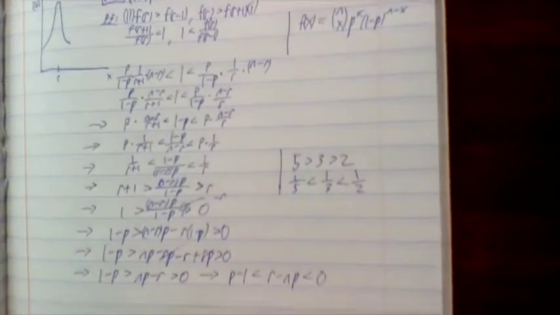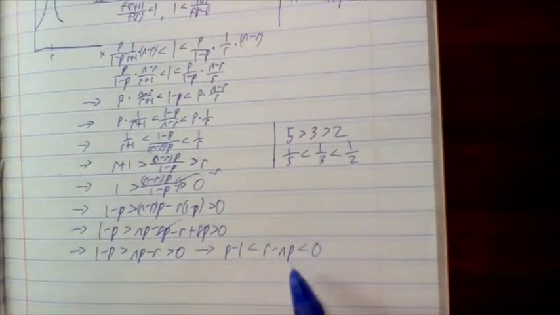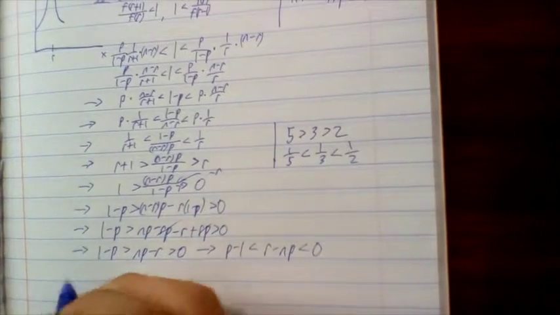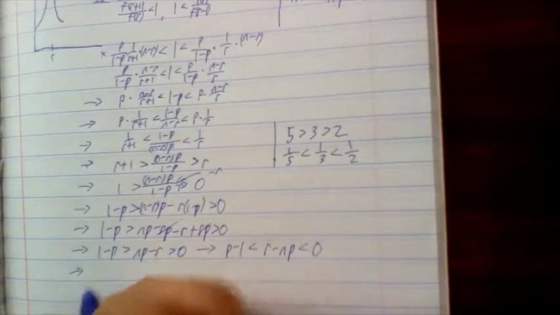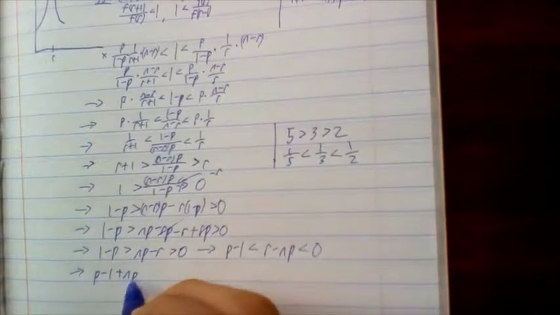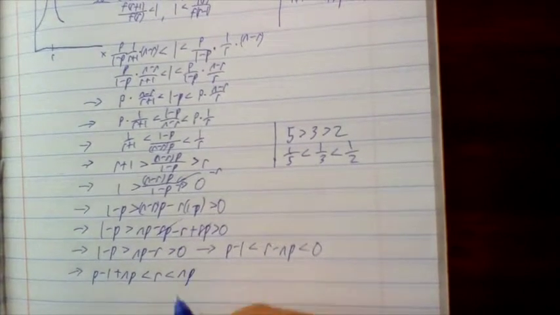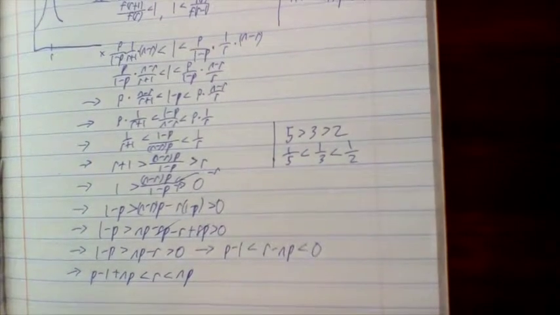Now, this looks kind of close to what we're trying to aim at. We've got an r in the middle, so now let's get rid of the minus np. Let's add np to all three sides of the inequality, and we're going to get that p minus 1 plus np is less than r, which is in turn less than np. Now, this is looking really promising for us.